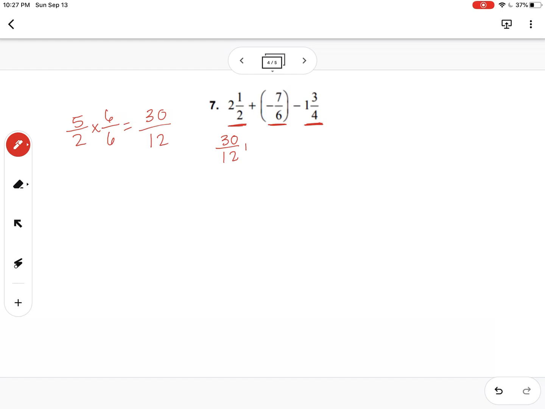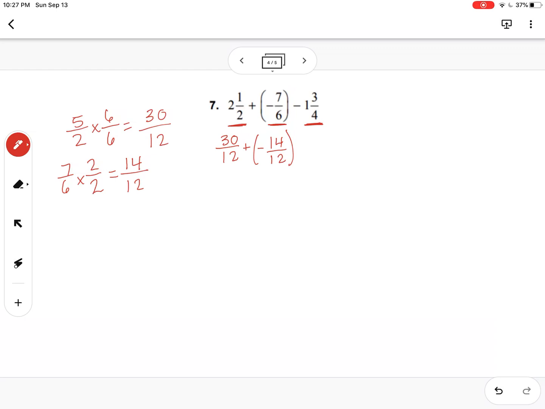Okay? Remember this next one, and it's going to be plus a negative. We also wanted that to be with the denominator of 12, so we are going to take 7 over 6 here. And what do we need to multiply 6 by to get 12? Hopefully you know it's 2, so we're going to multiply that by 2 over 2. 7 times 2 is 14, 6 times 2 is 12. So this turns into 14 over 12.